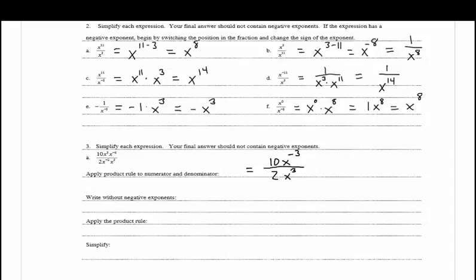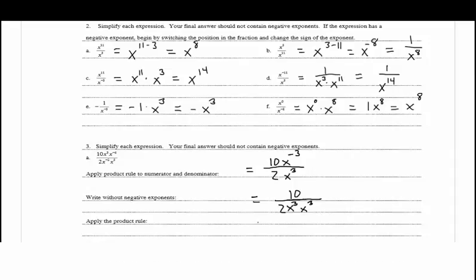And now they want us to write without negative exponents. So we're going to have 10 in the numerator, and we're going to have 2x cubed from the denominator originally. And then the x to the negative 3 in the numerator becomes x cubed in the denominator.